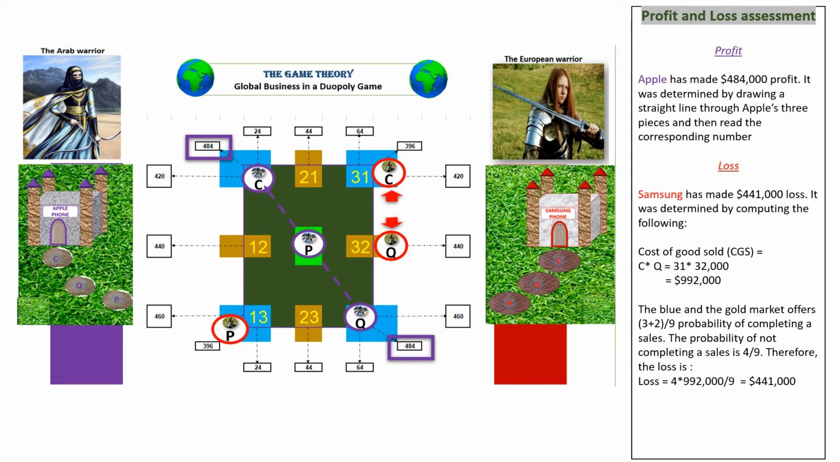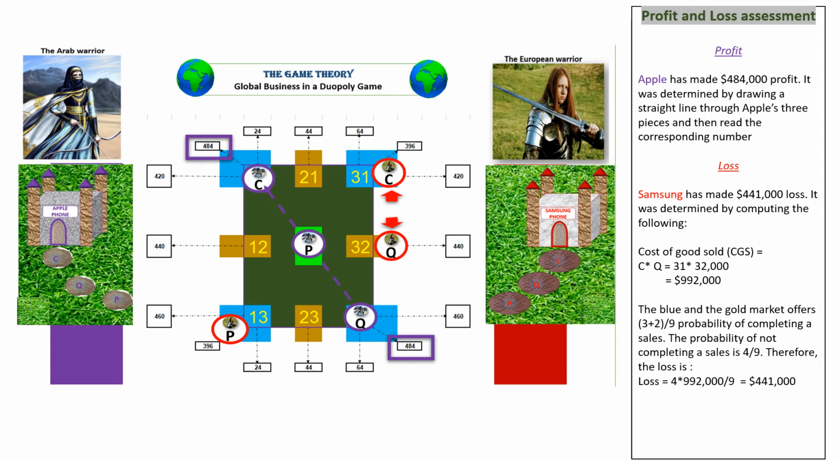There's something else. The blue and the gold market, where those two pieces are located, offers 3 plus 2 divided by 9 probability of completing a sale. That probability is determined by the fact that if you are in the blue market, you have three opportunities to win, and if you are in the gold market, you have two opportunities to win. So that gives us 3 plus 2 divided by a total of 9.